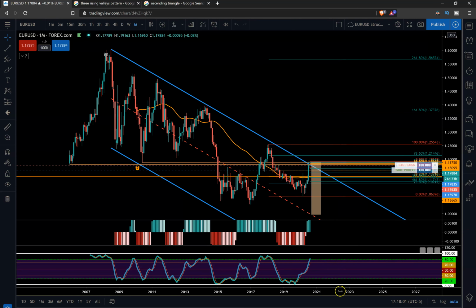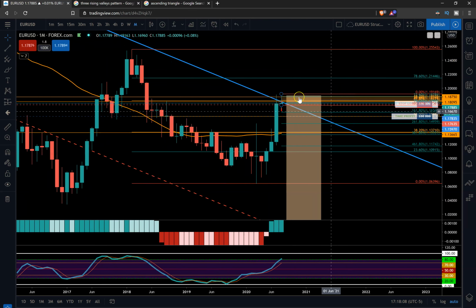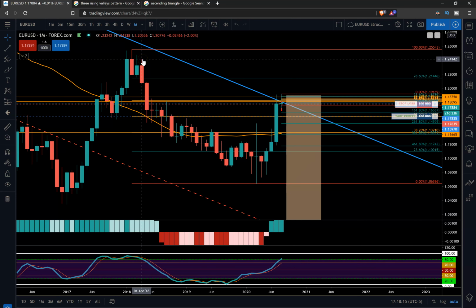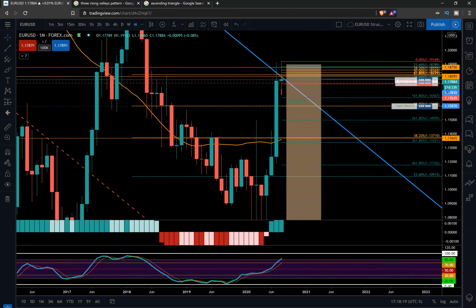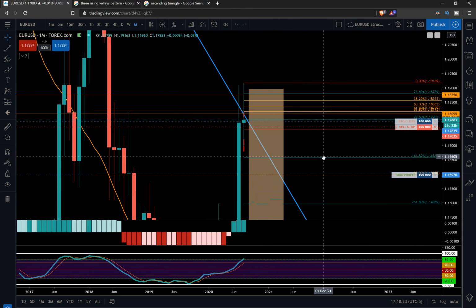Zoom in a little bit more. As you can see, from the last high to the swing low, I want to say this is a 60-something percent retrace. I got a lot of Fibonacci up in here. Let's see if we get that. I think it's a 50.